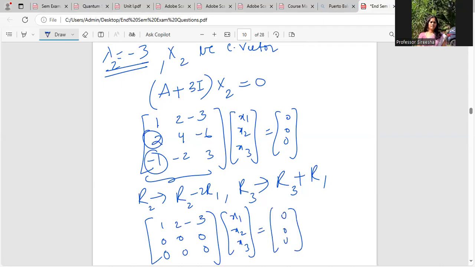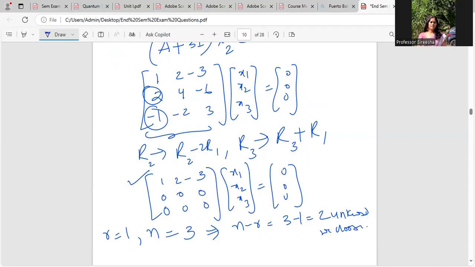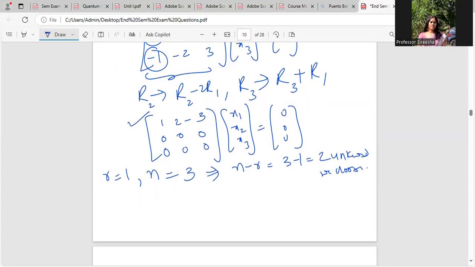So what would be the rank of the matrix if one non-zero row is there? Rank is 1. How many unknowns are there? N number of unknowns, x1, x2, x3. 3 unknowns are there. So what should I do? N minus r, that is 3 minus 1, so 2 unknowns we will be choosing. Let me write it in equation format: x1 plus 2x2 minus 3x3 is equal to 0 is my equation.